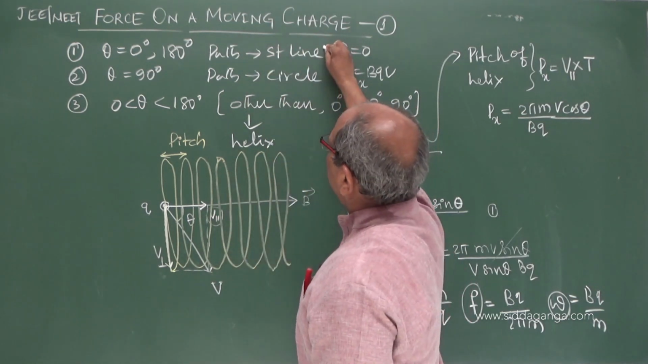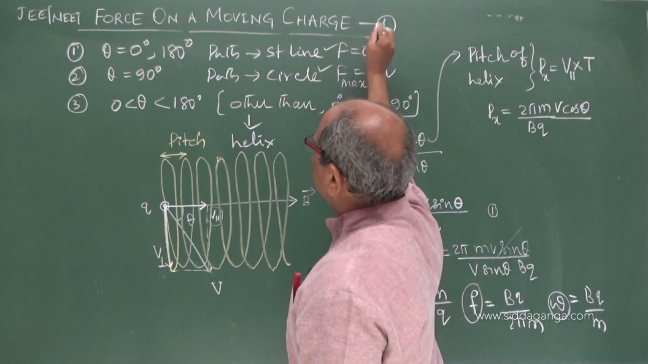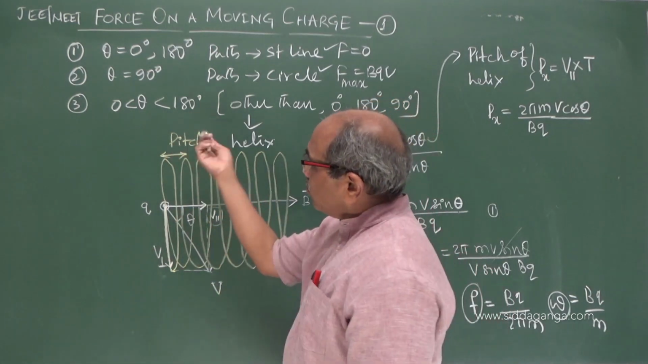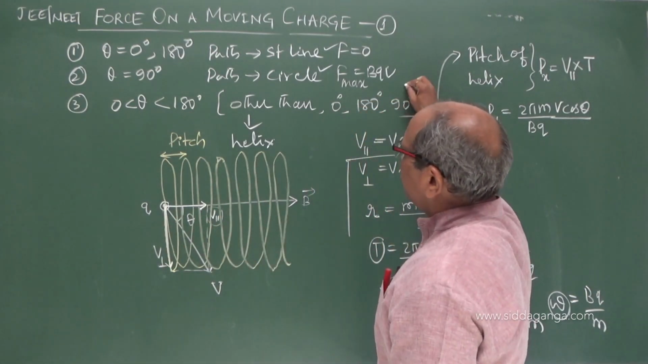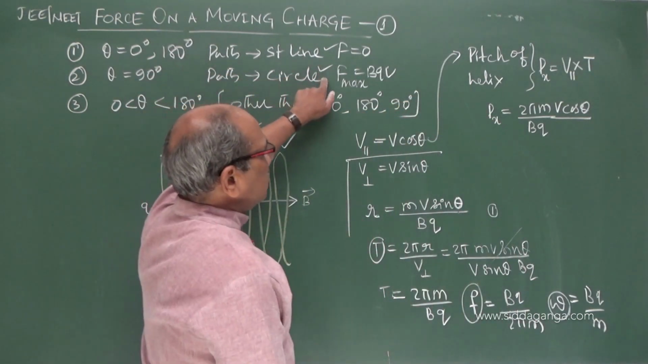At theta 0 or 180, the force is 0 and the path is a straight line. At theta 90, the path is a circle. At angles other than 0, 180 or 90, we come to know the path is a helix, and here the force is maximum.